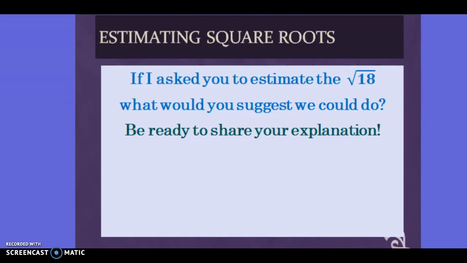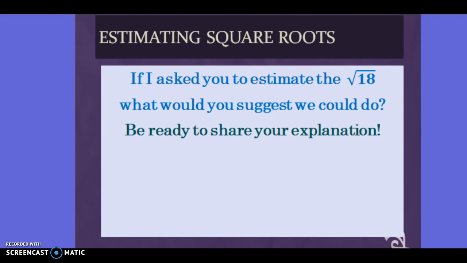Today's topic is estimating square roots. Yesterday we talked about how to find the square root of a number that is a perfect square, and those come out even. So today, what if I asked you to estimate the square root of 18? Do you have any ideas on what we could do?